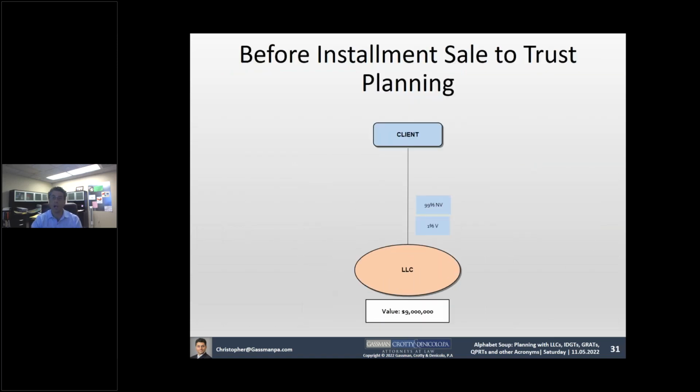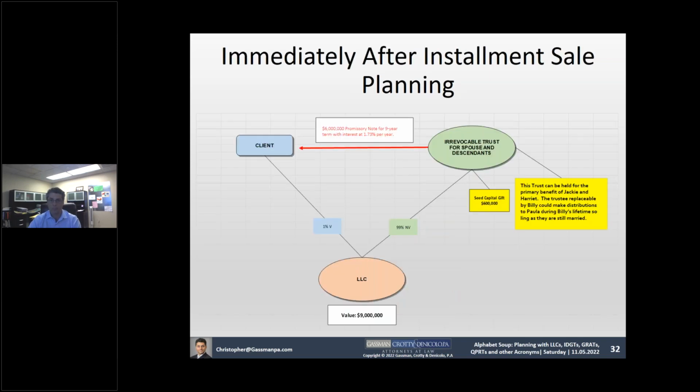Taking it a step further, some clients would prefer to engage in something called an installment sale to a defective grantor trust. Now, this one's not necessarily referred to as an acronym, but it involves an LLC and also involves an IDGT, or that defective grantor trust that I mentioned earlier. And in this instance, we have our client put $9 million into an LLC in exchange for 100% ownership that is split into 1% voting, 99% non-voting. The client then sells the 99% interest to the trust after putting a gift of $600,000 in the trust.